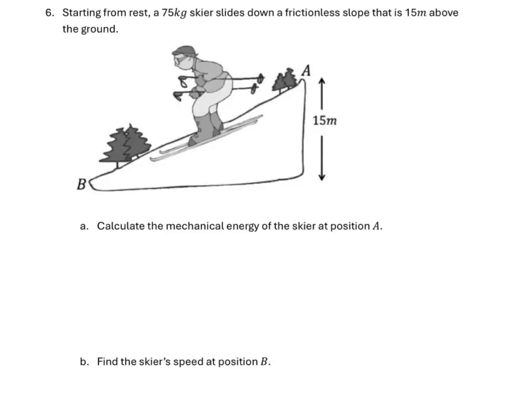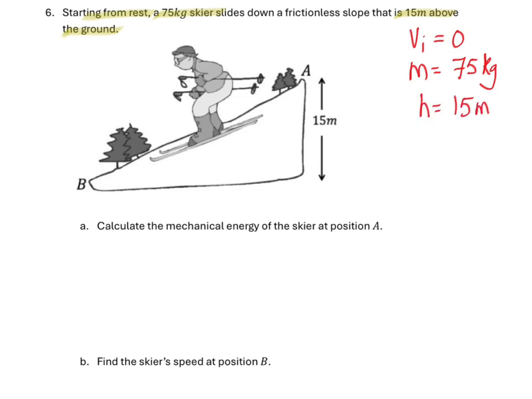In this video, we are going to solve some problems based on conservation of mechanical energy. So here we have, starting from rest, a 75 kg skier. Starting from rest means Vi is equal to 0. The mass is given to us as 75 kg. The skier is sliding down a frictionless slope that is 15 meter above the ground.